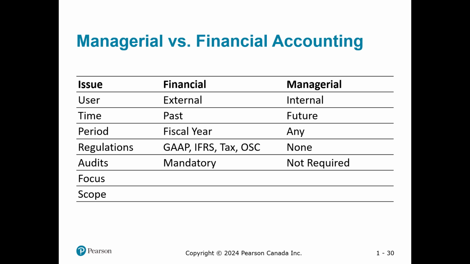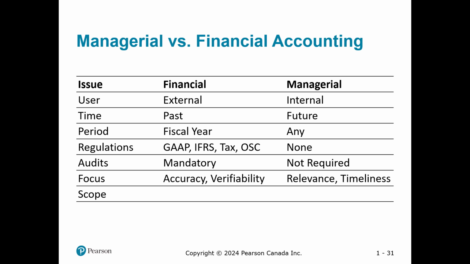Audits are mandatory for public corporations in Canada. However, they are not mandatory for managerial accounting. There is no mandatory audit. We don't have to audit any of the information that we provide to managers. There's just no audits. The focus for financial reporting is we want accurate and verifiable information. Why? Because the public who buys our shares want to know accurately what's happening in the company in the last year. They want to be able to verify that information.